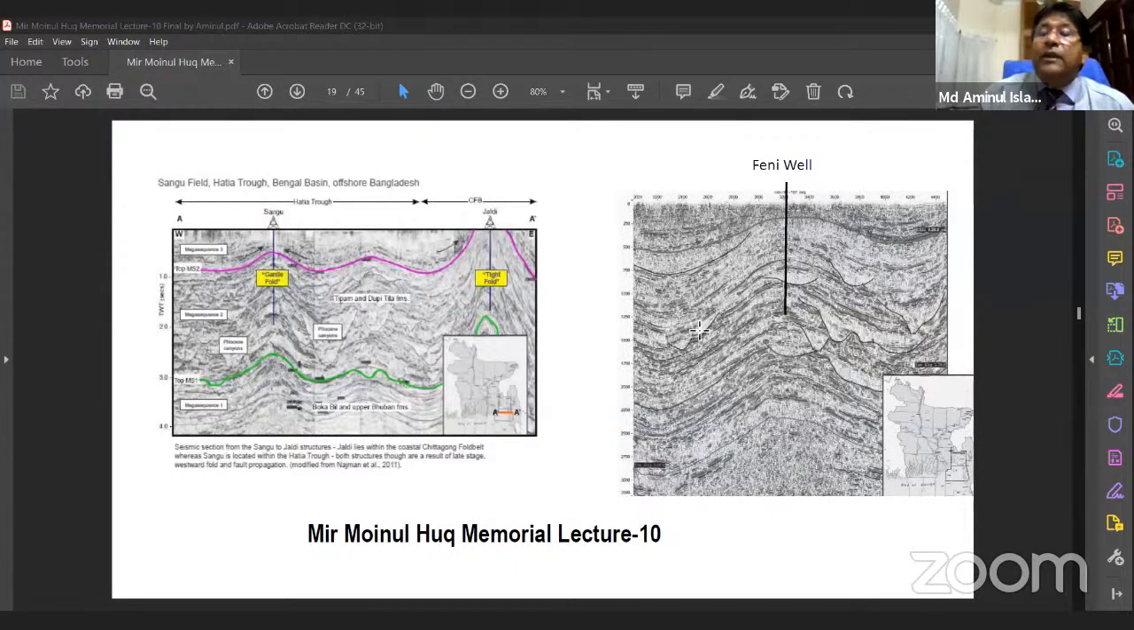So you can see our Feni. In both cases, you can see a lot of channels here, a lot of channels there. So we have a lot of evidence of channel fill deposits. And now we have to look for whether it is clay plug or there is a sand or high amplitude anomaly or not. But if it is clay plug, it can help us to create a stratigraphic barrier.